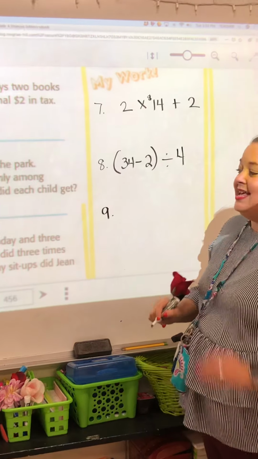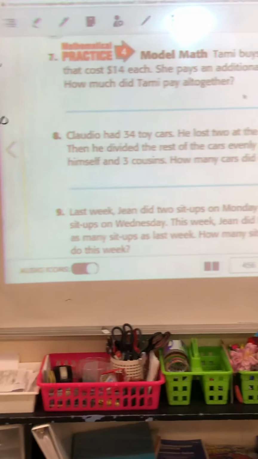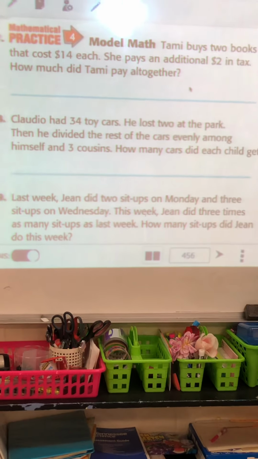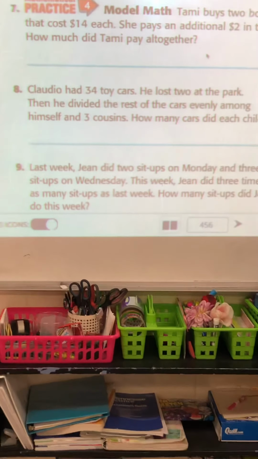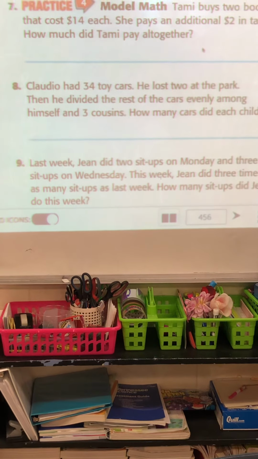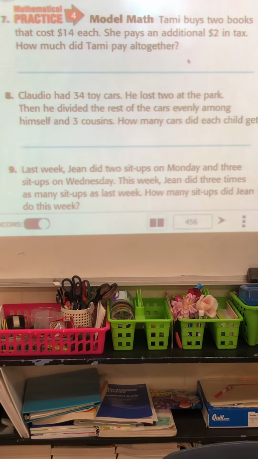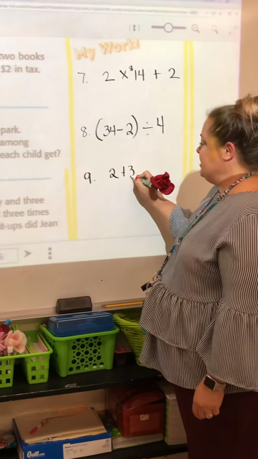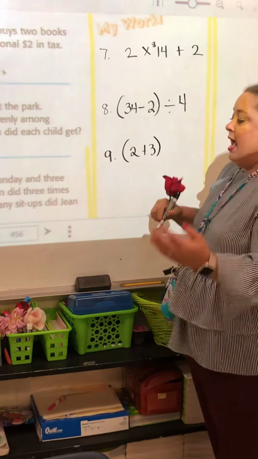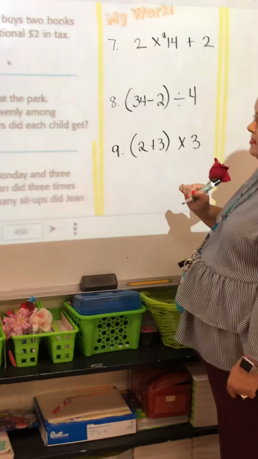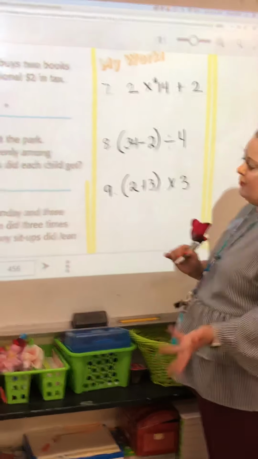Number 9. Last week, Jean did 2 sit-ups on Monday and 3 sit-ups on Wednesday. This week, she did 3 times as many as she did last week. How many did she do this week? Well, first we need to figure out last week. Last week, she did 2 on Monday and 3 on Wednesday. We're going to take that amount and multiply it by 3 because she did 3 times as many this week. When you solve that, you'll get your answer.